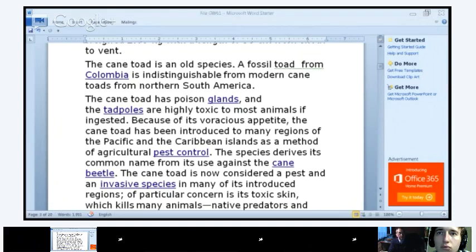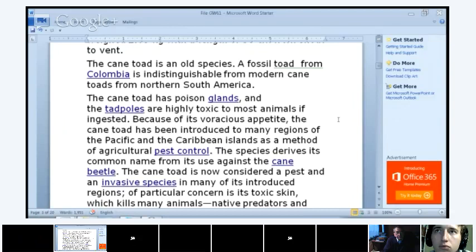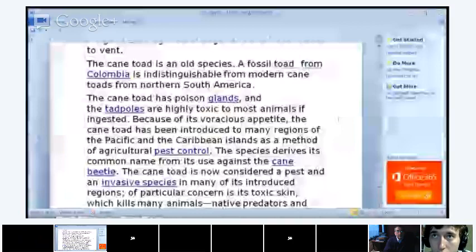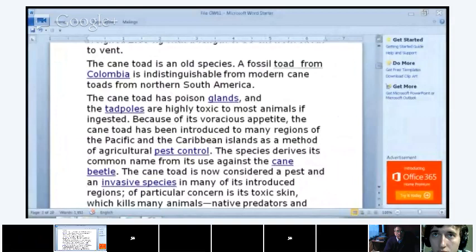Now, let's move on to Florin. Could you read this information, please? The cane toad is an old species. A fossil toad from Colombia is indistinguishable from modern cane toads from northern South America. The cane toad has poison glands and the tadpoles are highly toxic to most animals if ingested. Because of its voracious appetite, the cane toad has been introduced to many regions of the Pacific and the Caribbean islands as a method of agricultural pest control. The species derives its common name from its use against the cane beetle.